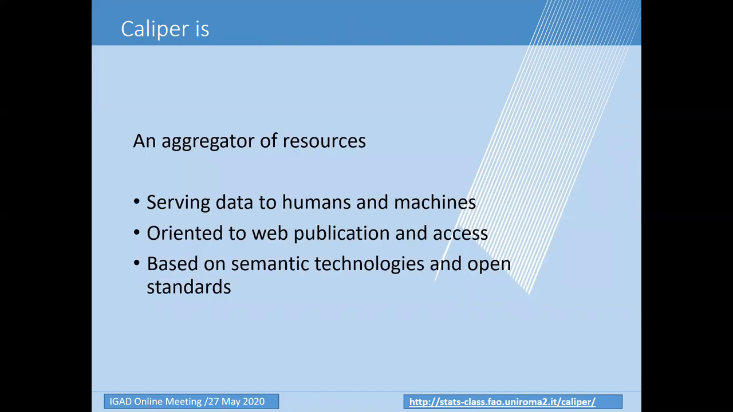So Caliper is an aggregator of resources that is very much oriented to web publication and access, has human users and machine users in mind, and it's all based on semantic technologies and open standards.